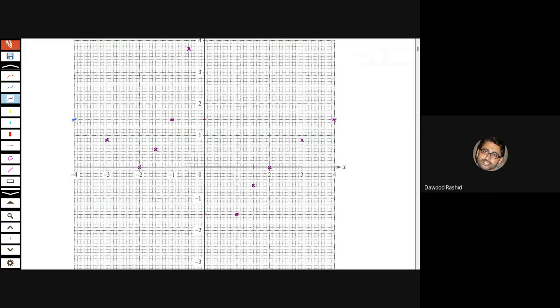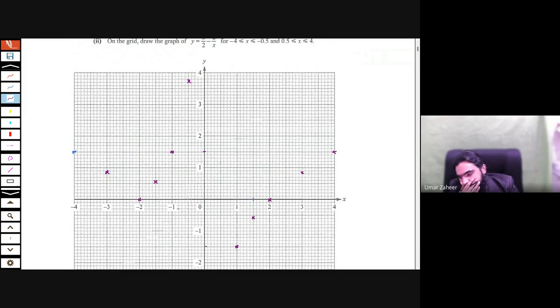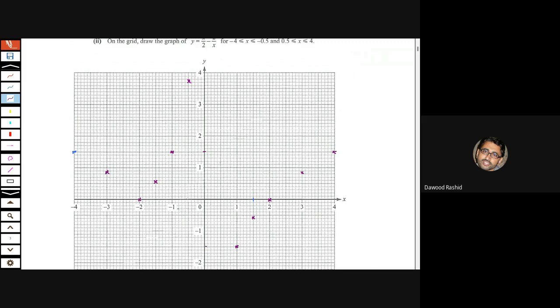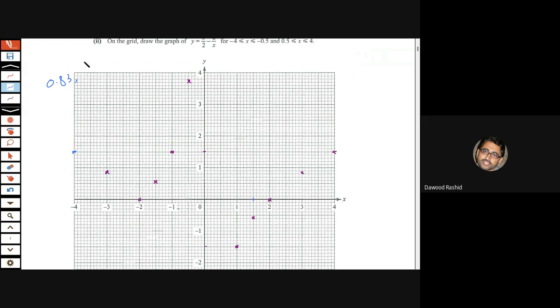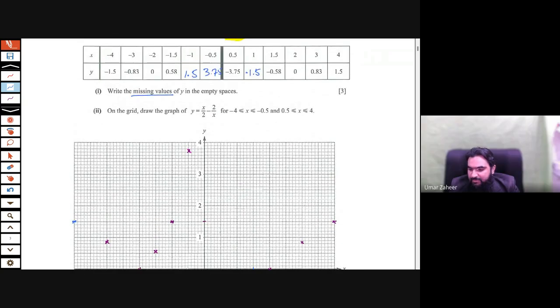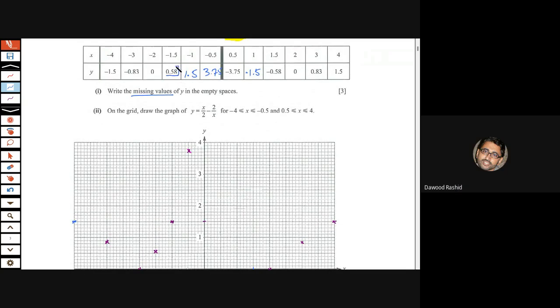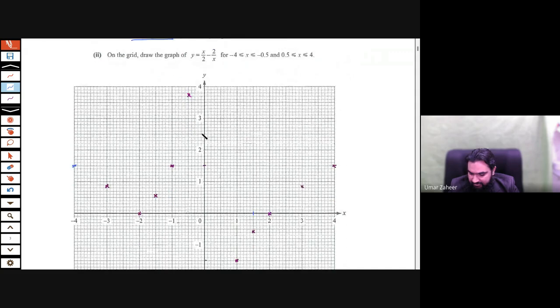Sir, when you have 2 or 1.5 or -1, it's all clear. But for example, if you get 0.83 or 0.75, how will you plot that, sir? You plotted it, but I was confused. The points which give you 0.75, like 0.58, right? Yes, sir, 0.58. Look here.